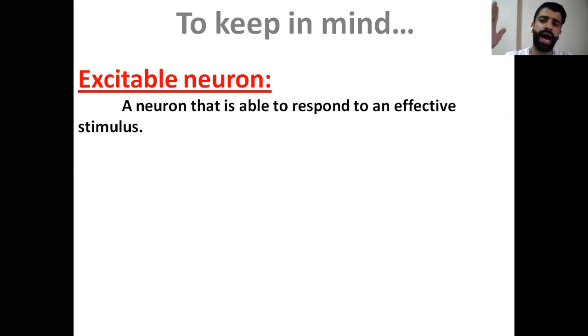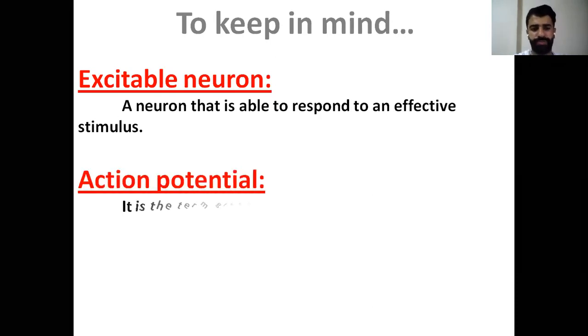For example, I slap you in the face. The first time you didn't feel it. The second time you didn't feel it. The third one, you feel it, you feel it very well. So this third one is called an effective stimulus because you have an action potential when this slap occurs.